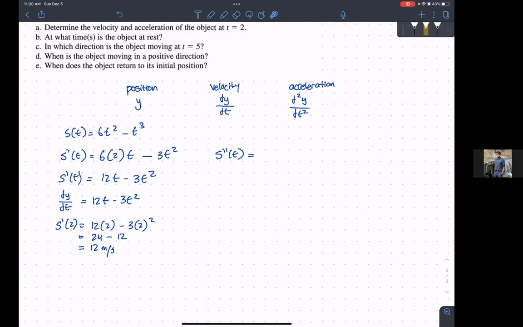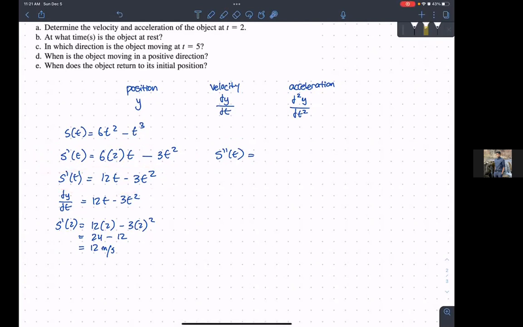Okay. So it is 11:20. I'm going to take it up now. So we're going to take s double prime of t. So we're going to take the derivative of this function, the velocity function. We're working on the acceleration function right now. Well, it's the same thing, it's just simplified.